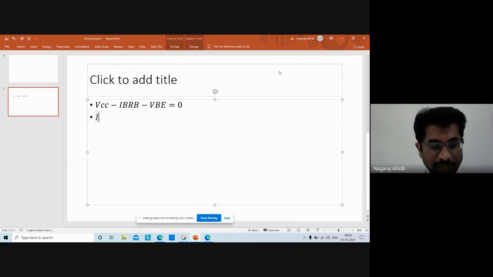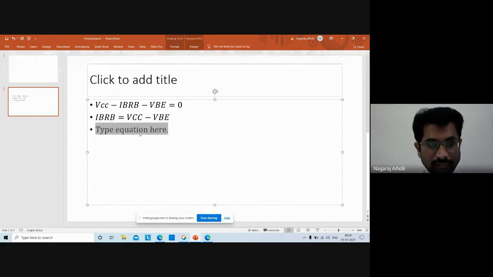Therefore, IBRB is equal to VCC minus VBE. Or IB is equal to VCC minus VBE divided by RB.